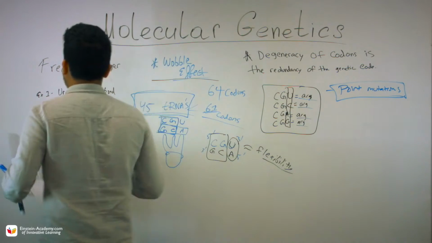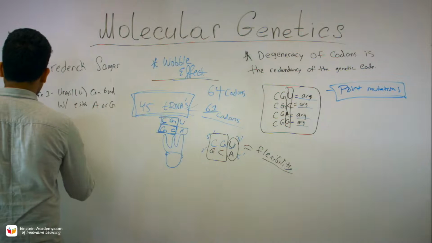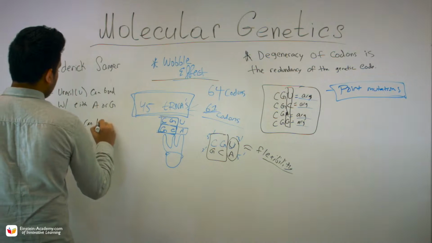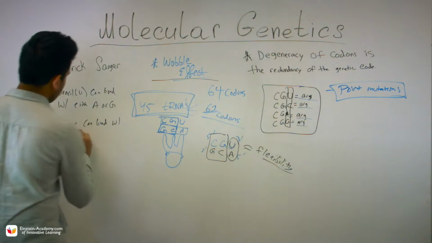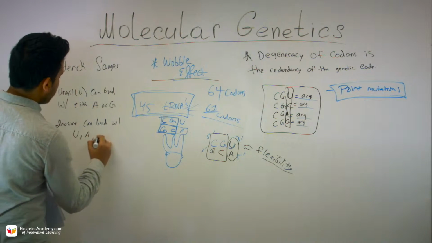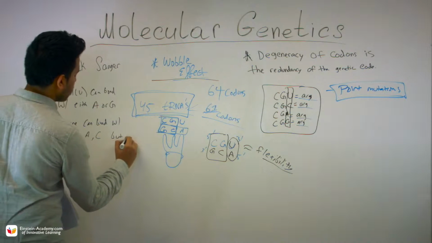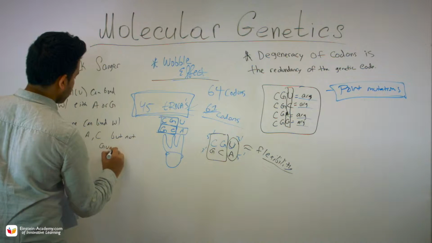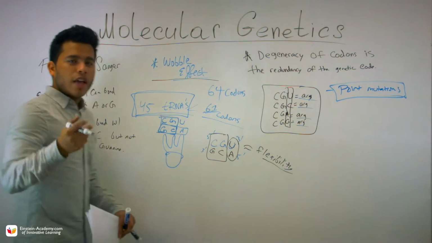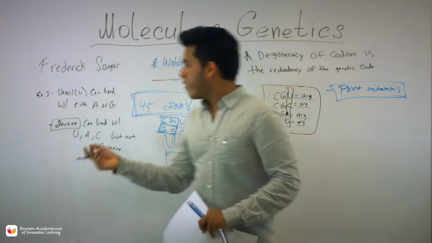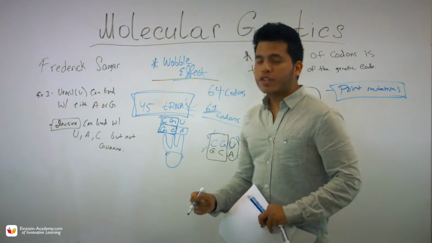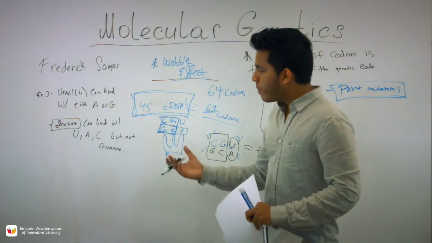Here's another example. Inosine can bind with uracil, adenine, and also cytosine, but not guanine. And now you might be asking, what is inosine? Well, inosine is simply a chemically modified version of adenine. Chances are it won't show up on your AP Bio test, but it doesn't hurt to know.